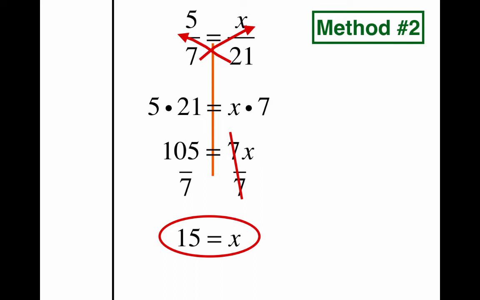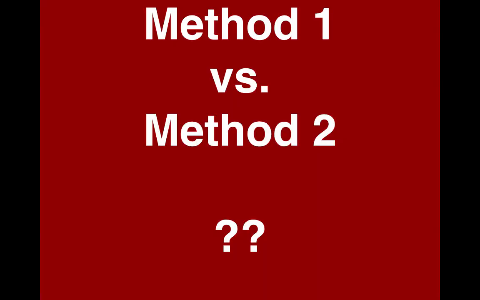This one to me takes more work. Some people love this cross multiply strategy. I find it sometimes helpful, but sometimes not. So you've got to pick and choose which method you like better. But this is called cross multiply. So method 1 versus method 2 is totally up to you. If you have one that you like better, you can totally use it. It doesn't matter which one you use to me. So let's look at the next problem.